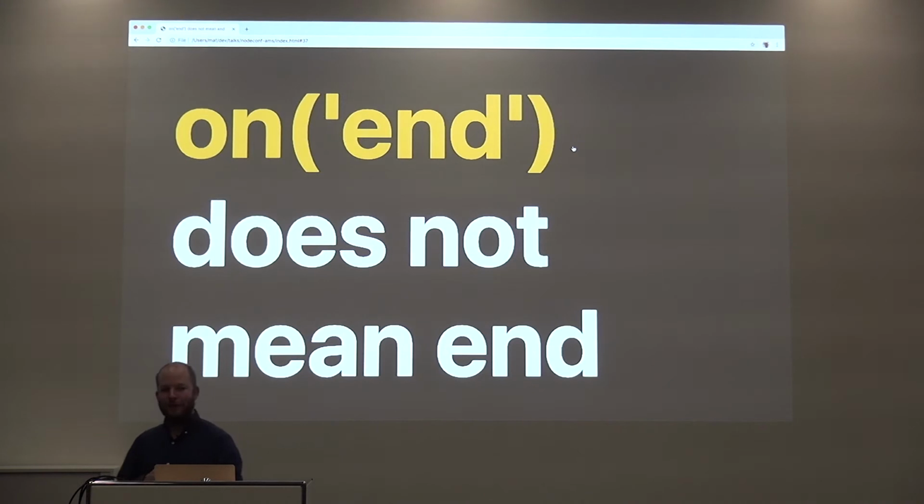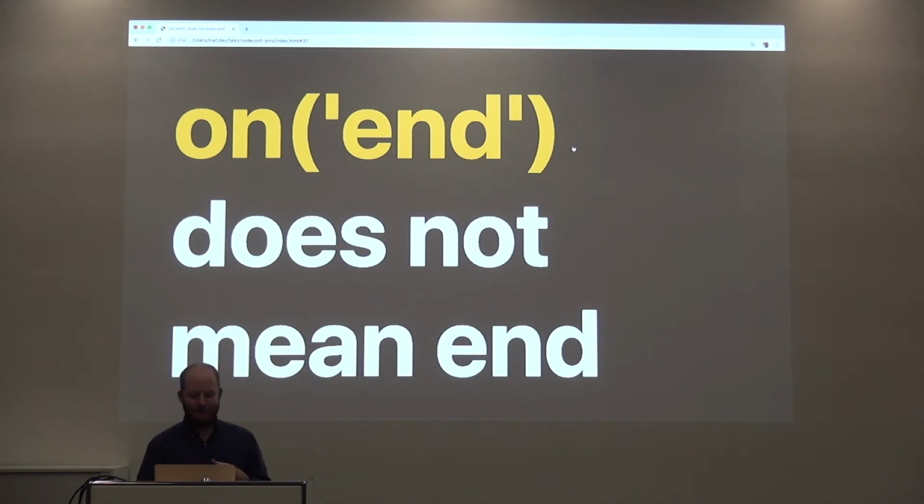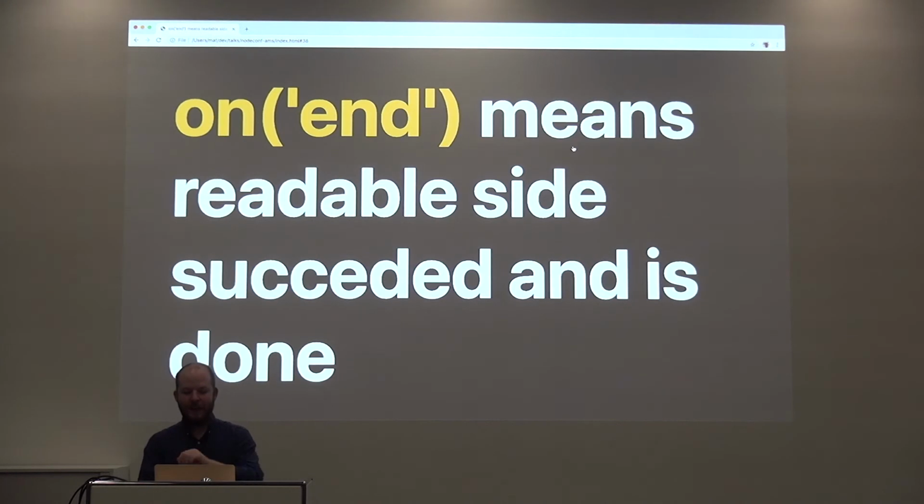Cool, yeah, this is a good one also. So there's this event in streams that's called end, but it doesn't mean end. What does that mean? On end in streams means that, for a readable stream, the stream is giving data to you, and it has succeeded. There's no errors, and it's done. The buffer has been flushed. That's what end means in streams.